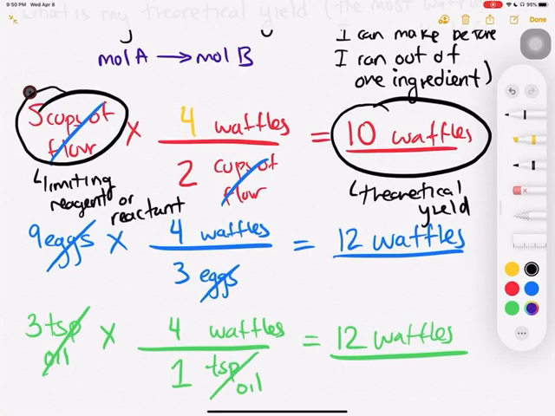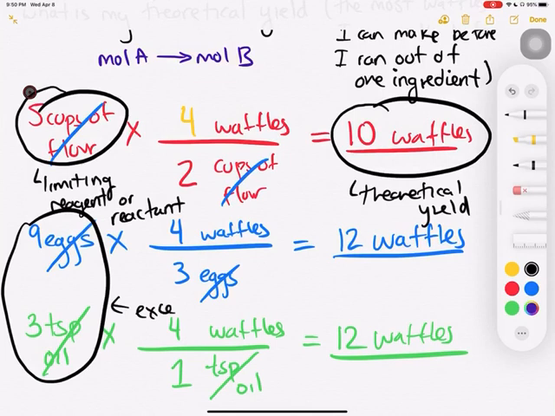The other reagents, eggs and teaspoon, we're going to call those excess reagents, which means I have a little bit of them in excess, right? I'm not going to run out of those. Those are a little bit extra in there. Okay, so those are a few terms that might come in handy for the next handouts.